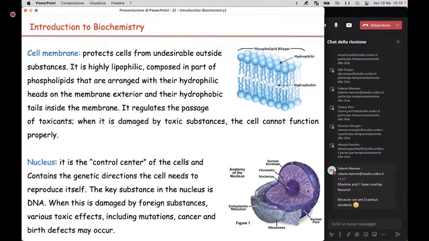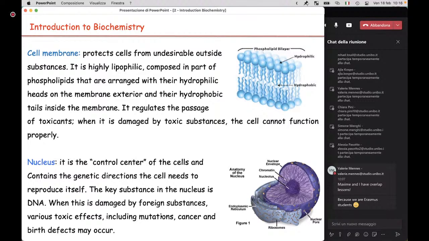The nucleus is one of the most important structures within the cell, and it is enclosed within another membrane which has the same basic structure. It is different from the cell membrane, of course, but it has the same basic structure, the same double layer of phospholipids. And the nucleus has the main function of containing the DNA and regulating the use of DNA by the cell.